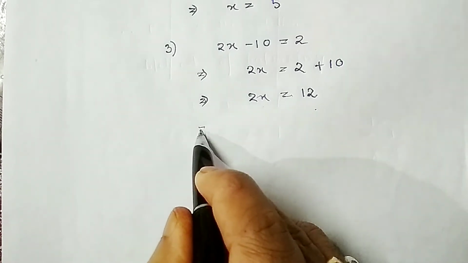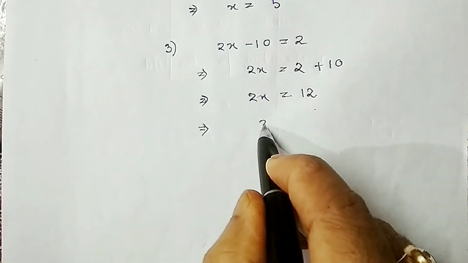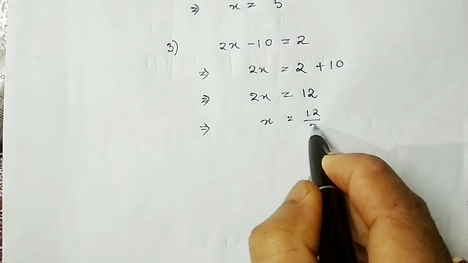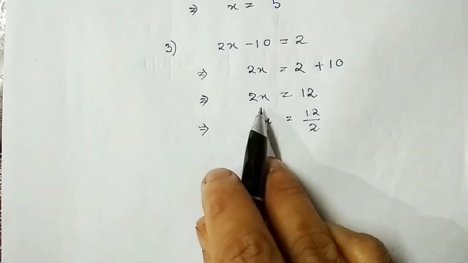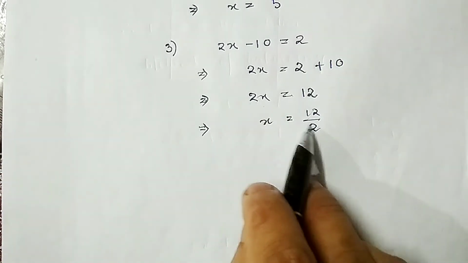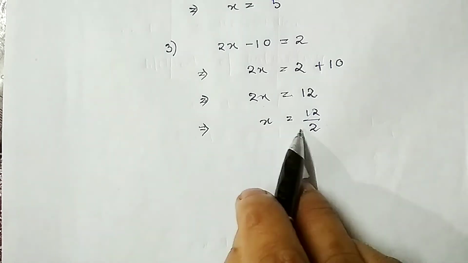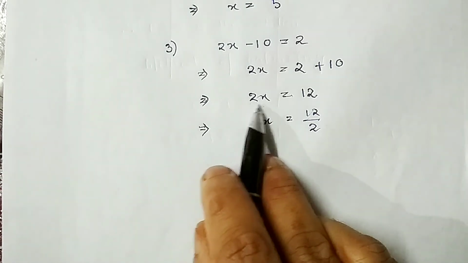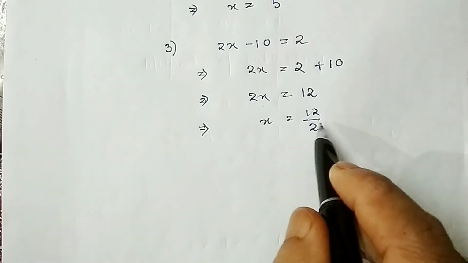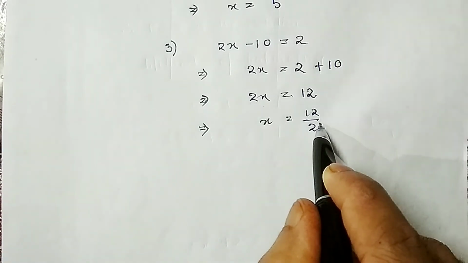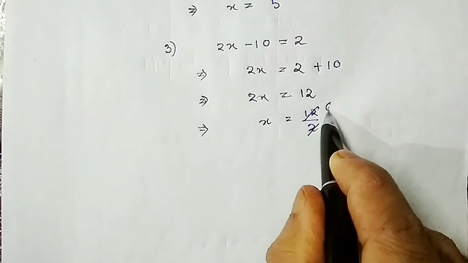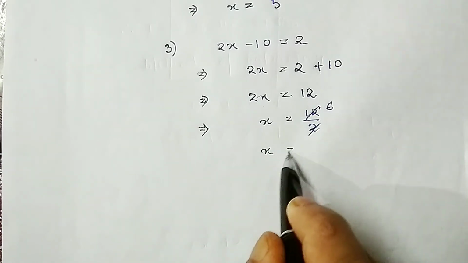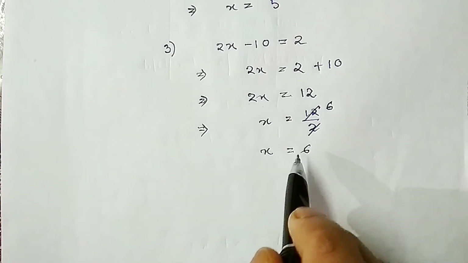So in the next line, it will be x equals 12 divided by 2. Just because it was multiplied there, it will be divided here. Don't change the sign. It is plus 2, it will remain plus 2. Only instead of multiplication, it will be division here. Now 12 divided by 2, if I cancel, I am going to get 6. Because 6 twos are 12, therefore x equals 6 is the solution of the given equation.